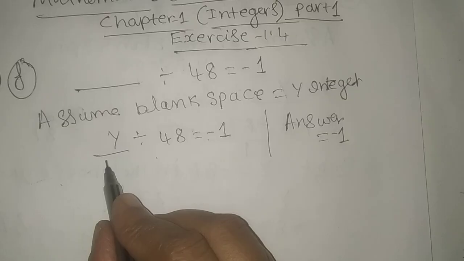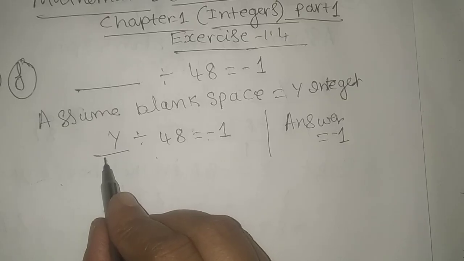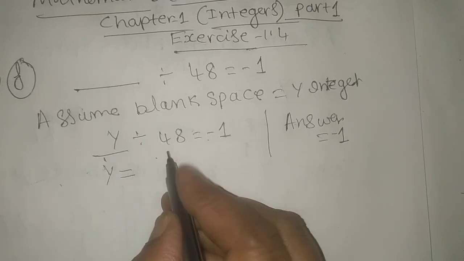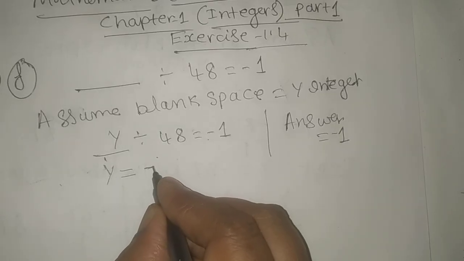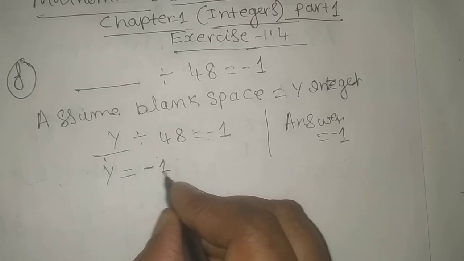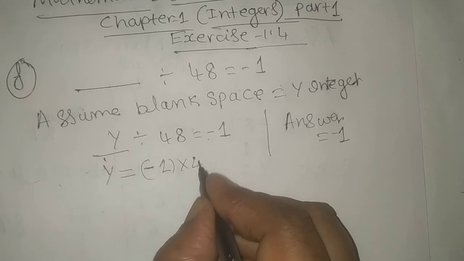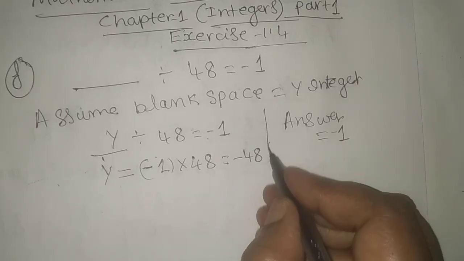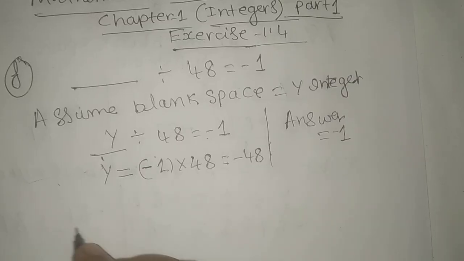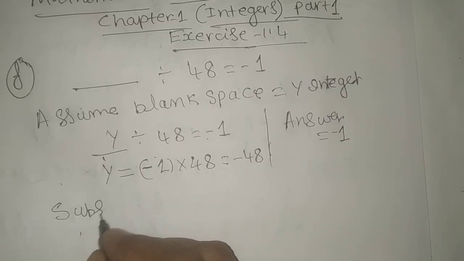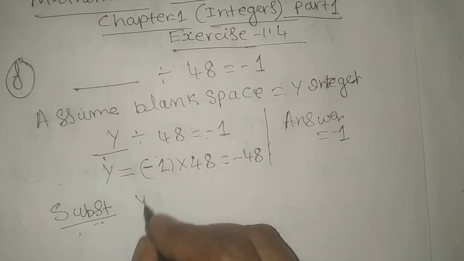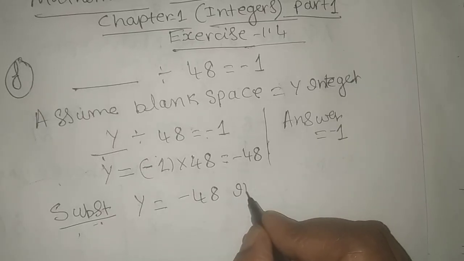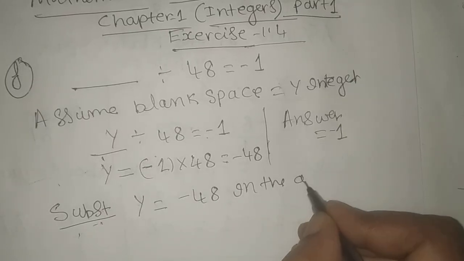So how to get minus 1? Take y as, therefore y is equal to minus 1 into 48. How much will you get? Minus 48. So now for substitution, you can write: substitute y is equal to minus 48 in the above equation.